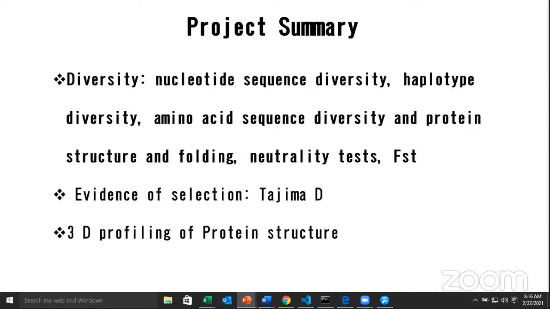So that's what this main project I would be focusing on, to see whether differences in these nucleotides affect the protein structure, and whether this also affects how these different genotypes would be functionally selected by the immune system.